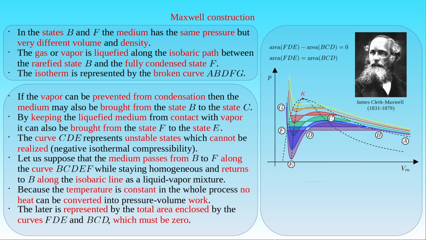The isotherm between the states A and B describes the thermodynamic state of the medium when it is an overheated vapor. If the medium is in the state B, then we talk about a dry, saturated vapor of low density which is about to condense or liquefy.